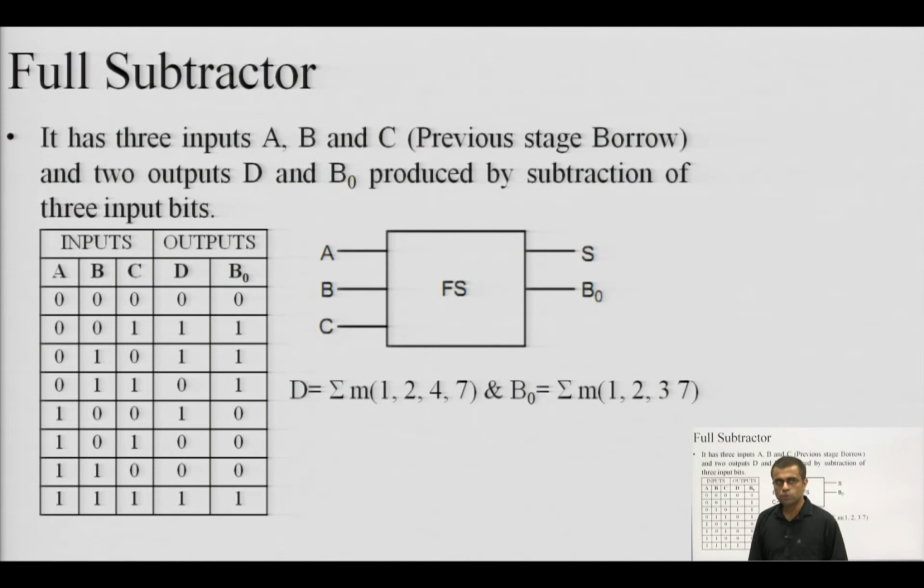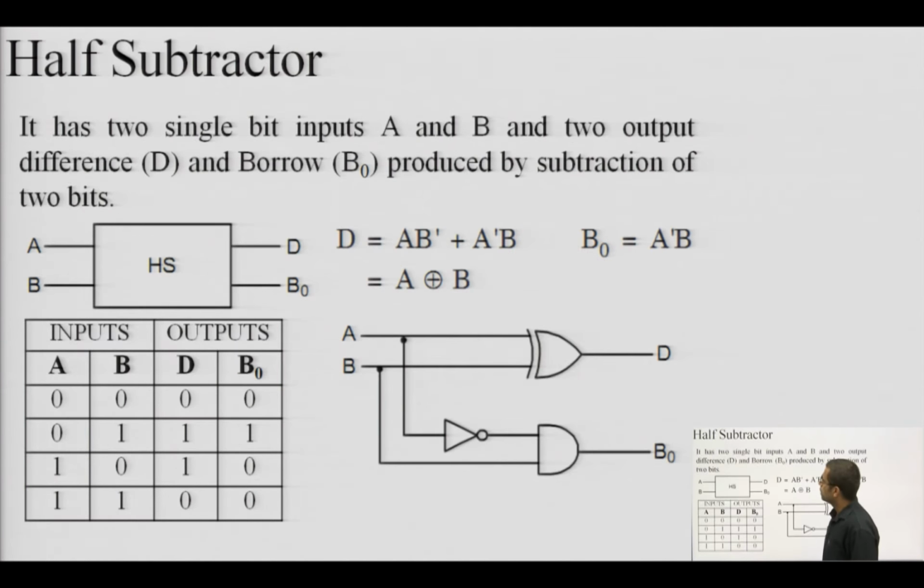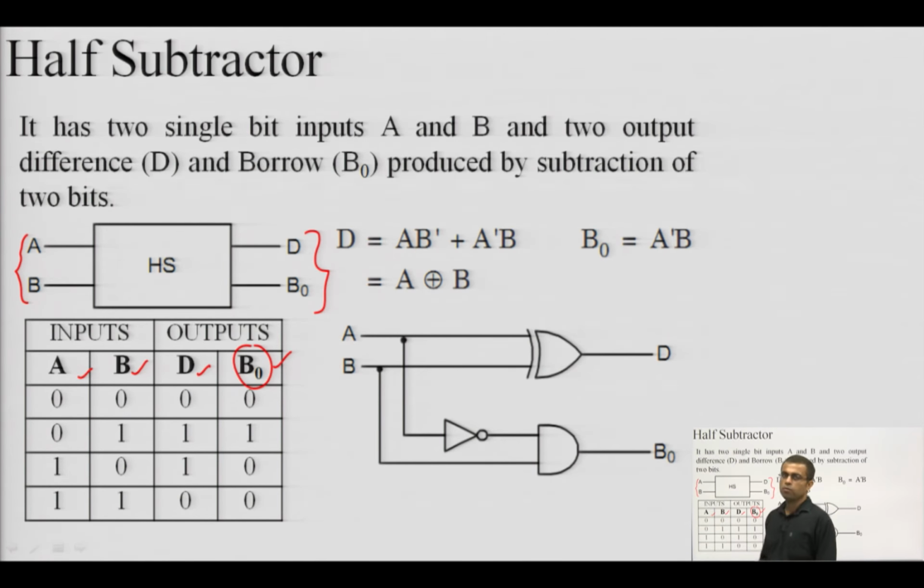Now, let us continue with the half subtractor. Similar to the half adder, this half subtractor is capable of subtracting two bits A and B. This is the block diagram of the half subtractor, which has two inputs A and B, and difference and borrow are the two outputs, difference and B naught. This B naught is deliberately written as B naught, so that we do not get confused with the input side B.